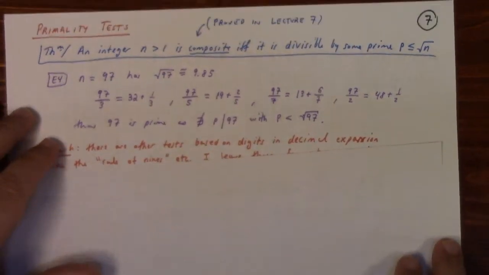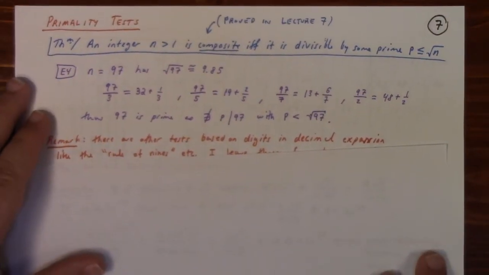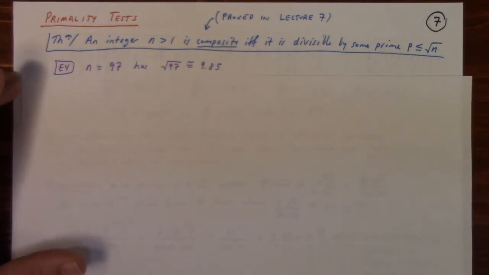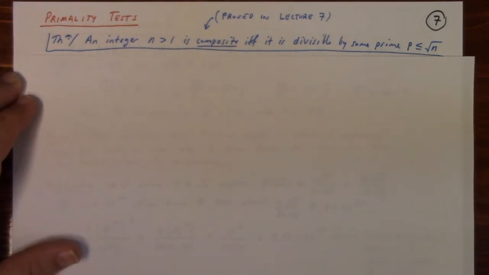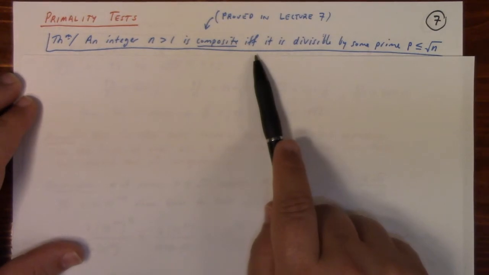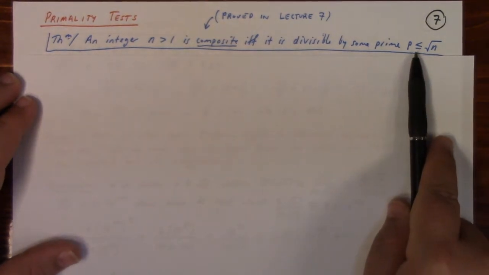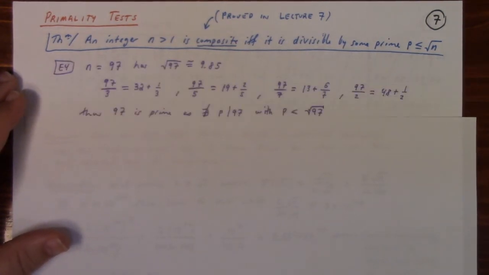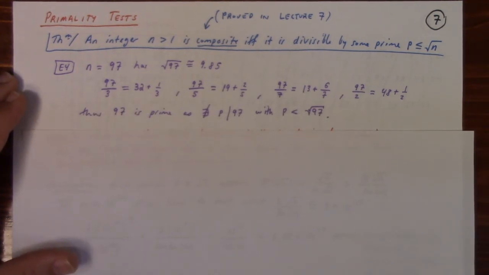Next up, primality tests. We started the previous lecture with the proof of this one. An integer n is composite if and only if it's divisible by some prime p which is less than or equal to the square root of n. Technically I only prove one direction of the if and only if, but you can prove the other. And here's a more interesting example of that, 97.